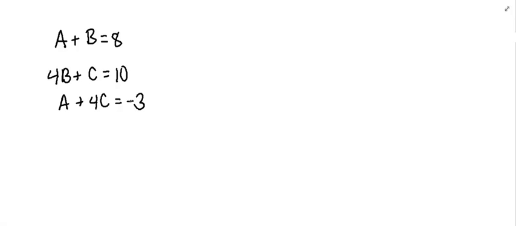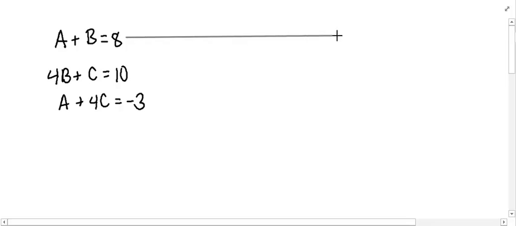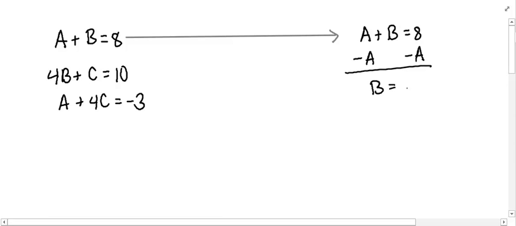When I look at the system of equations, I think that the first equation is the simplest. So what I'm going to do is just take it and solve for one of the variables. So here, if I have a plus b is equal to 8, it doesn't matter which one you solve for. I'll solve it for b. So I'll subtract the a. This is going to tell me that b is equal to 8 minus a.